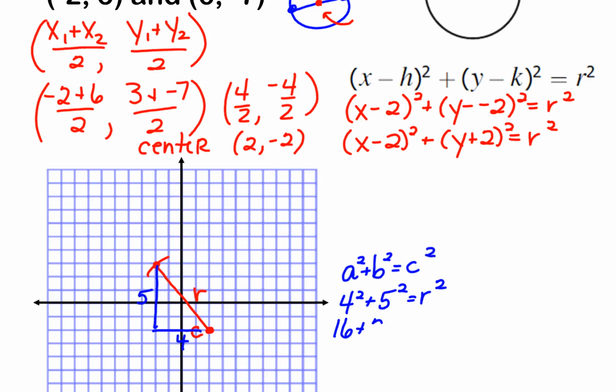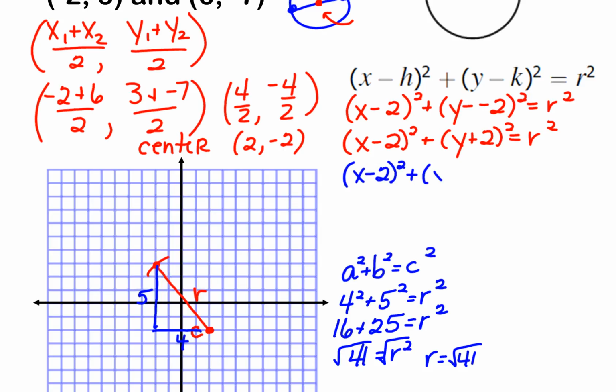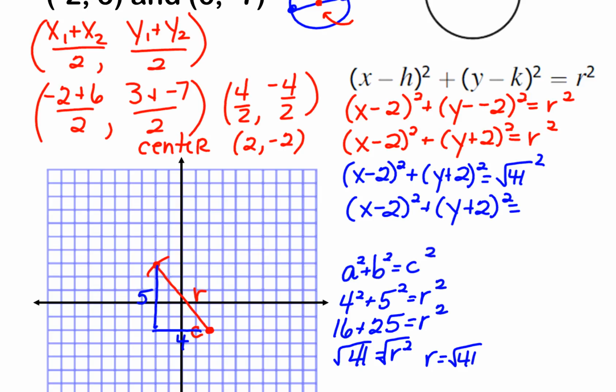16 + 25 equals r^2, which will give me 41 = r^2. I'll take the square root of each side, and I'll get that the radius is equal to the square root of 41. So now I'll substitute that value in, and I'll simplify the entire equation down. And I'll get (x - 2)^2 + (y + 2)^2 = 41.